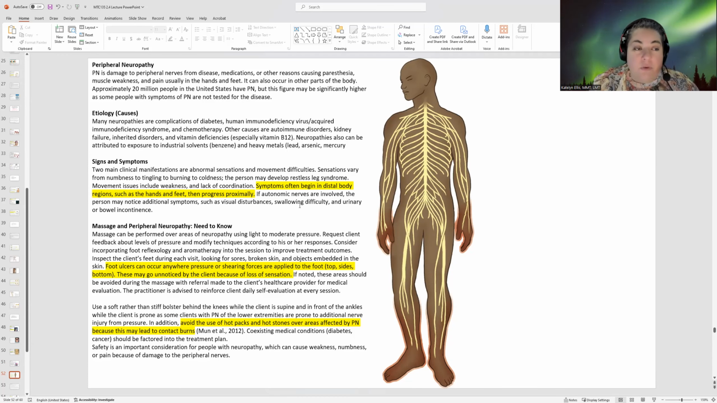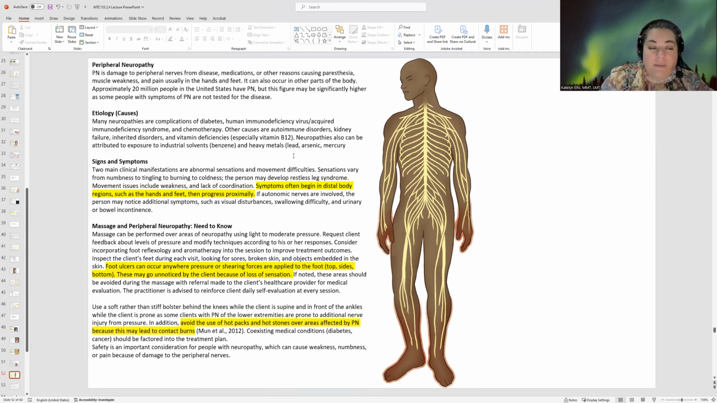This is damage to the peripheral nerves from disease, medications, or other reasons causing paresthesia, muscle weakness, and pain, usually in the hands and feet. All right. These can be complications of diabetes, HIV, chemotherapy can also cause this. You can have kidney failure, vitamin deficiencies, like if you're really shy on B12, this can happen. And also exposure to a lot of heavy metals can cause this.